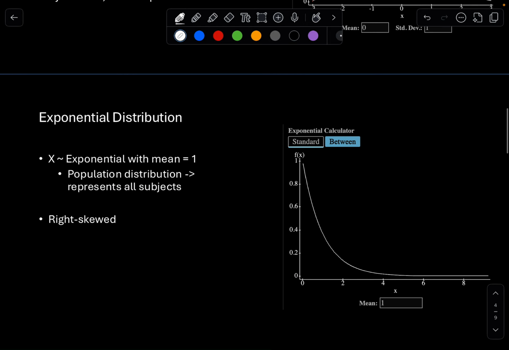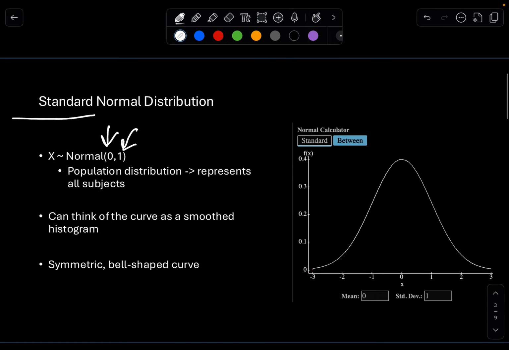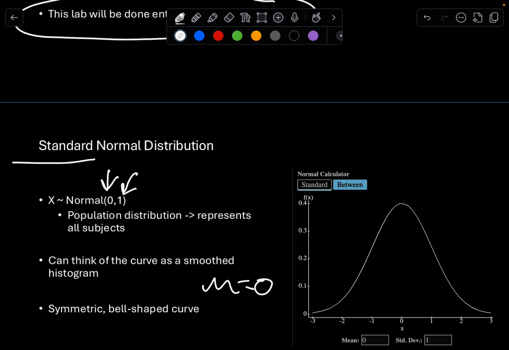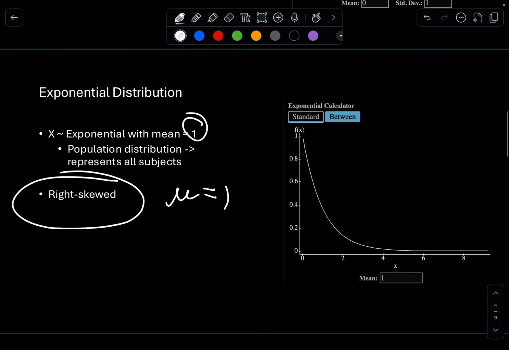We're also going to be looking at something called the exponential distribution. You're not going to need to know all of the properties of these other two distributions. Just know that the exponential distribution is right skewed, so it's not like the normal distribution. It's not symmetric. We see this longer right tail. We're going to use an exponential distribution with a mean of 1. For the normal distribution, the mean was 0, and then the standard deviation was 1.